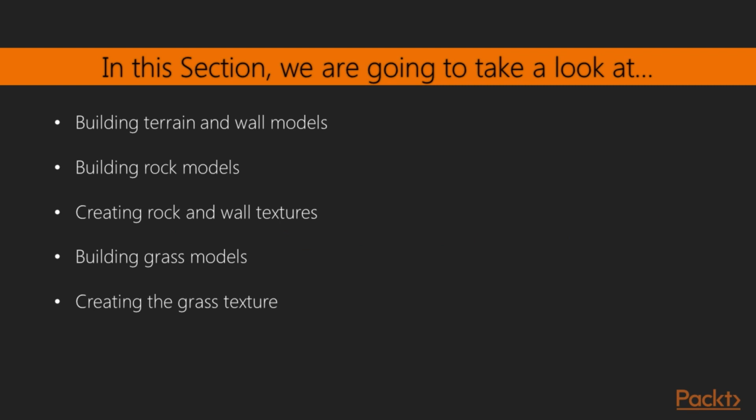In this section, we will learn how to build the terrain and props for our game's environment. We will learn how to build terrain, wall models, and rock models. We will also create textures for terrain, wall, and rocks. Finally, we will build grass models and create grass textures.